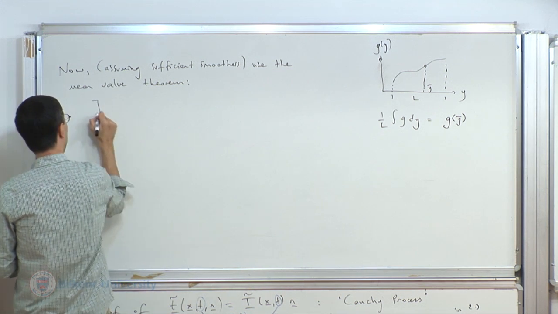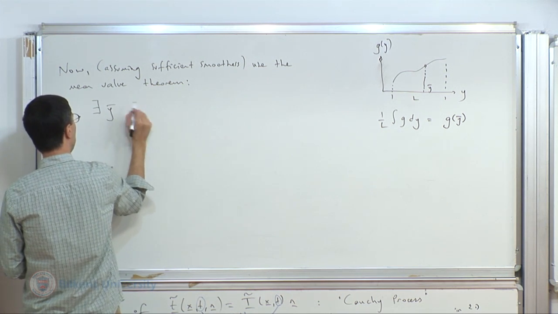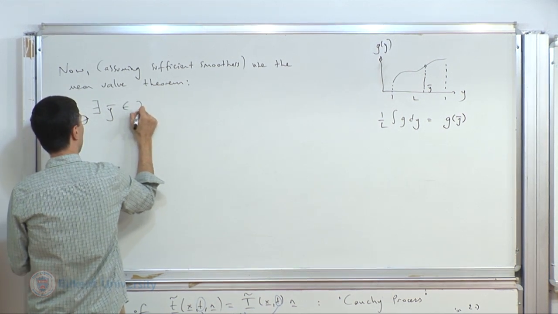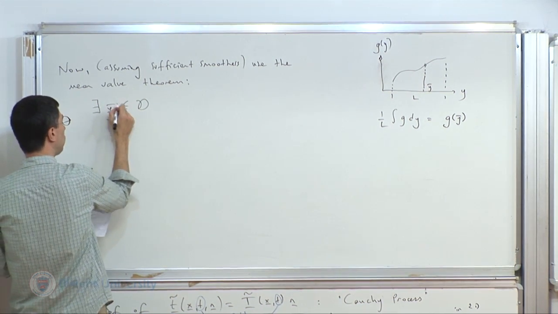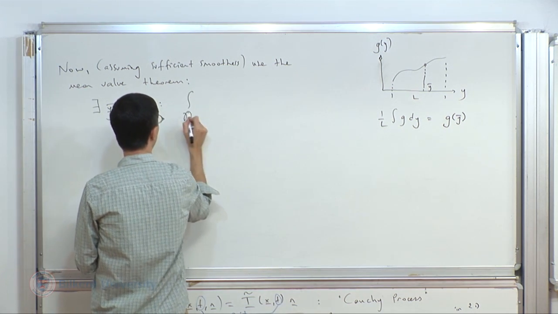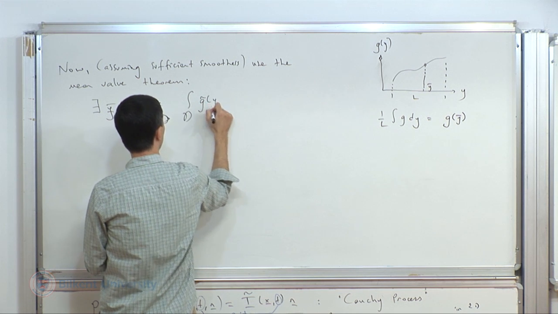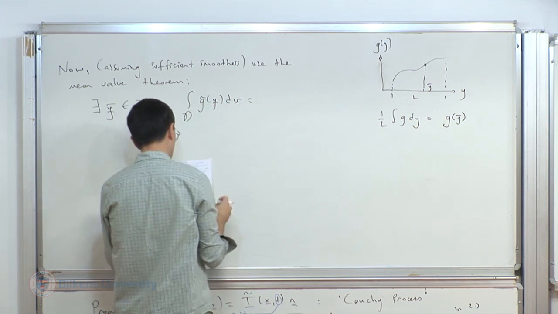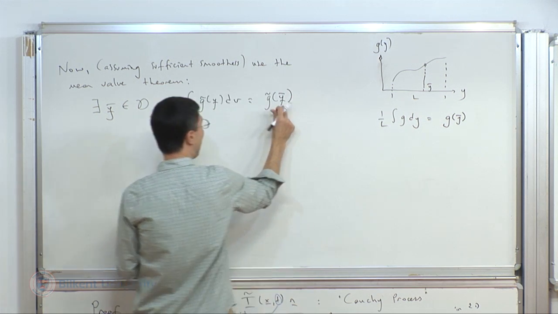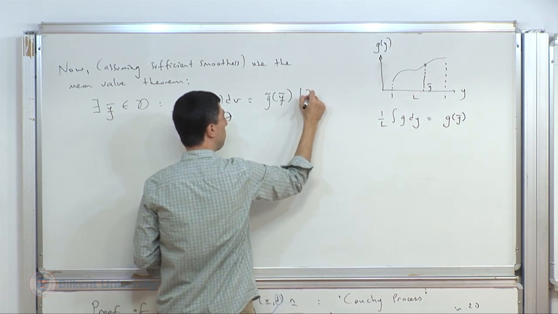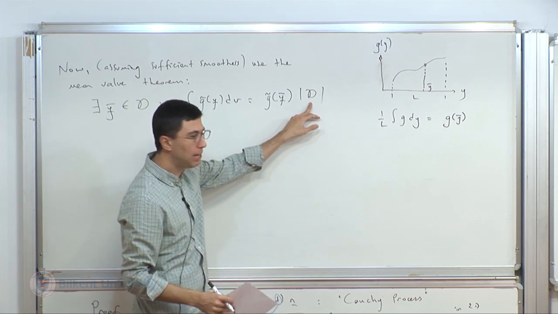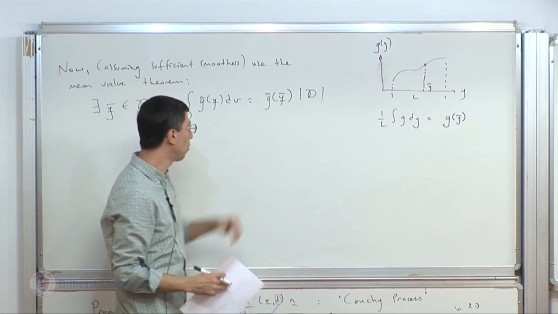And the mean value theorem says that there exists, for instance, a special point y bar within the domain D, such that if you would like to integrate a function over the domain, what you can do is evaluate that function at that special point y bar and multiply it with the size of the domain. If that's a volume integral, then that is the volume of the domain, right?